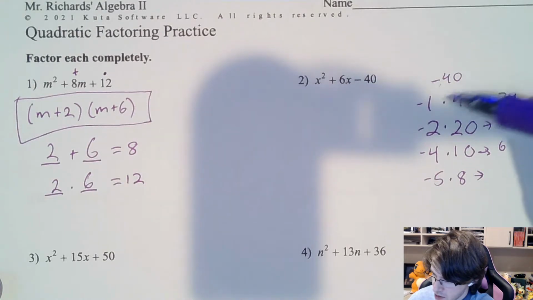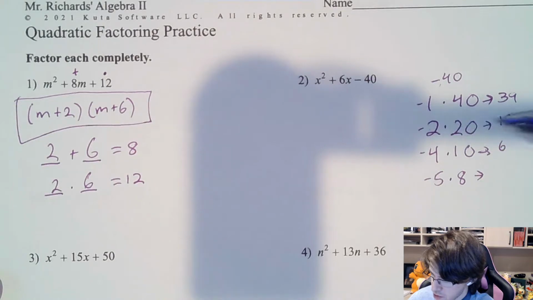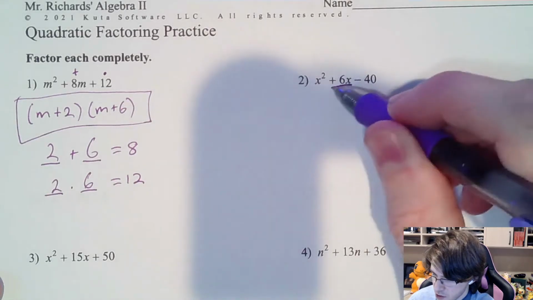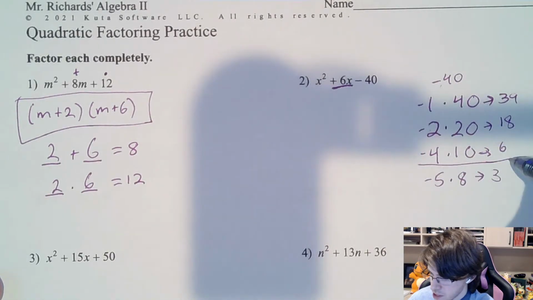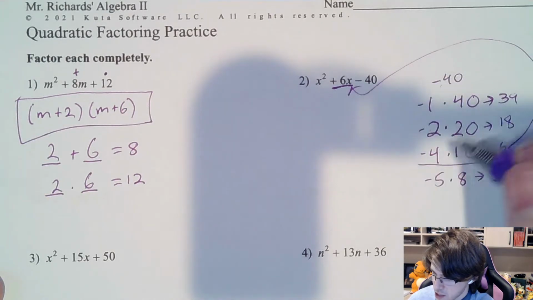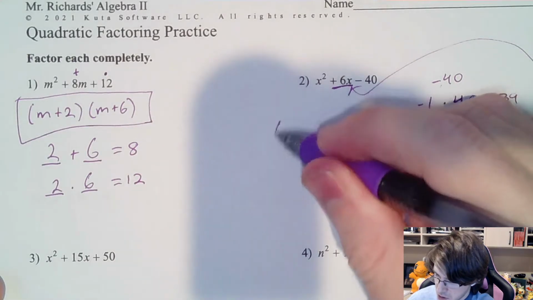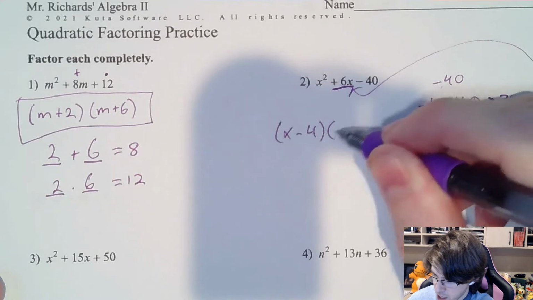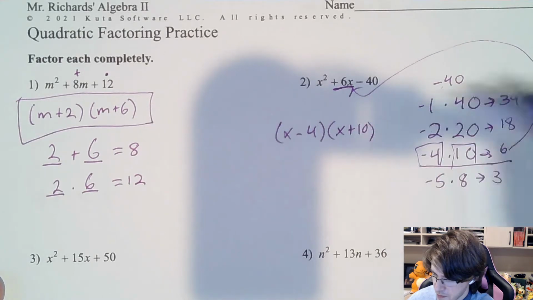So I'm just adding these up. -1 and 40 is 39, -2 and 20 is 18, -4 and 10 is 6, -5 and 8 is 3. The point here is we're trying to figure out which one of these is 6, and it turns out this one right here matches that 6. That means that these two are going to be our answer: x minus 4 multiplied by x plus 10.